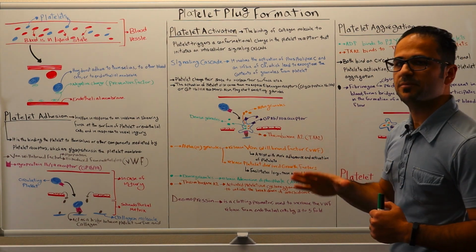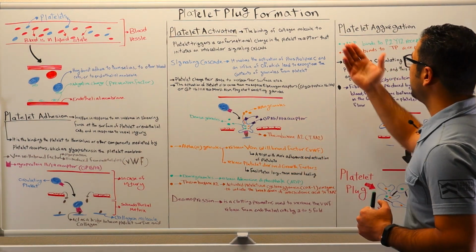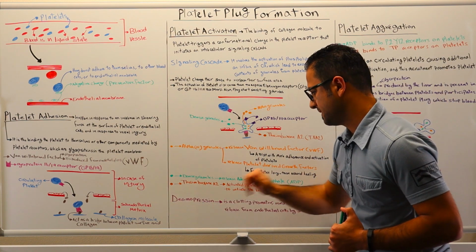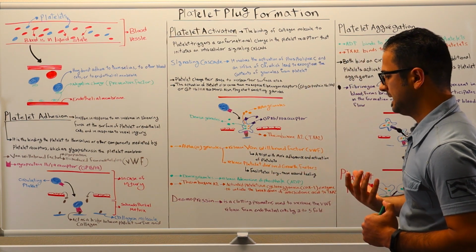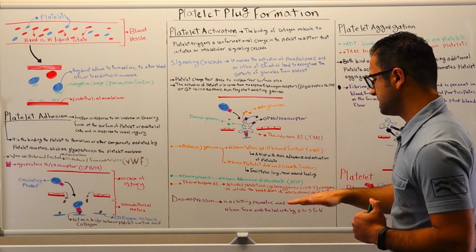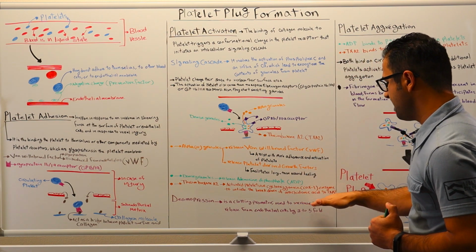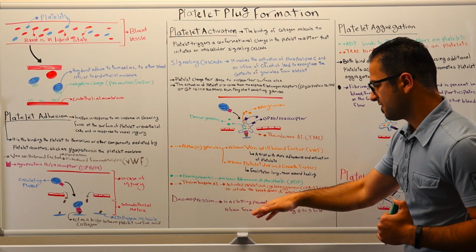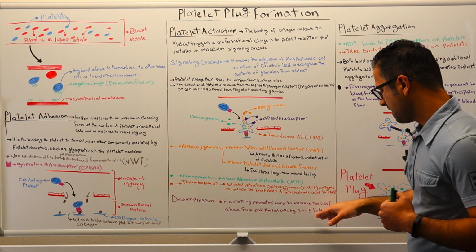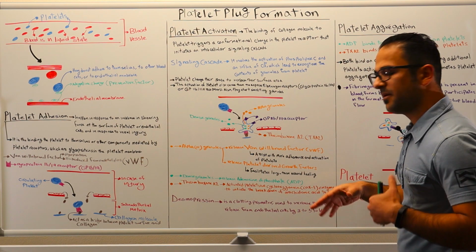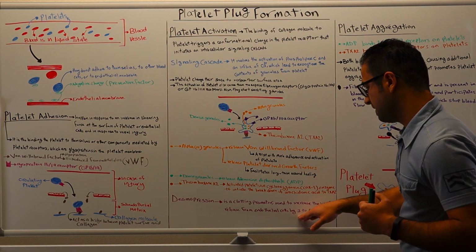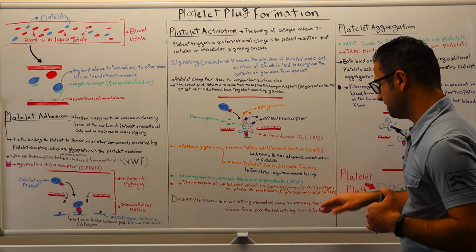Just before I jump into the third step, which is platelet aggregation, I just want to mention desmopressin. Desmopressin is basically a clotting promoter. What it does is increase the Von Willebrand factor release from the endothelial cells by 3 to 5 fold from the normal condition.